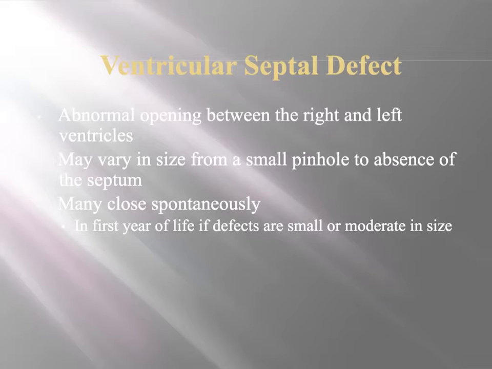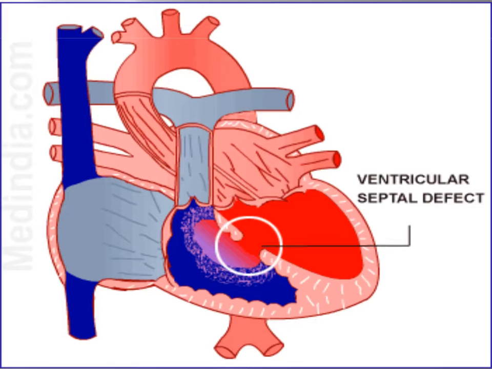The smaller the defect, the more likely it is to close spontaneously on its own during that first year of life. So they may not need intervention. So here's a nice picture of it. So we have that opening between the right and left ventricle. And what's it causing? Deoxygenated blood mixing with oxygenated blood.